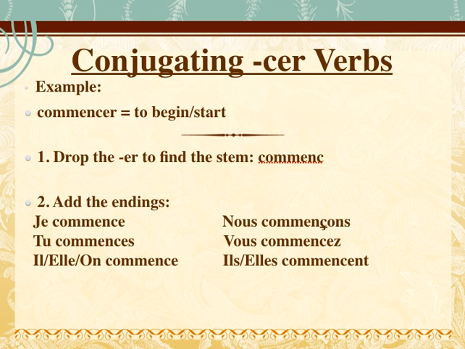You only have one CER verb, which is the verb commencer, which means to begin or to start. So here's the full conjugation for the verb commencer. You're going to drop your ER to find the stem commenc, C-O-M-M-E-N-C. Then that's the beginning of every single one of your conjugations. And then you add the endings E, je commence; ES, tu commences; E, il, elle, on commence; cedilla ONS, nous commençons; EZ, vous commencez; ENT, ils, elles commencent.